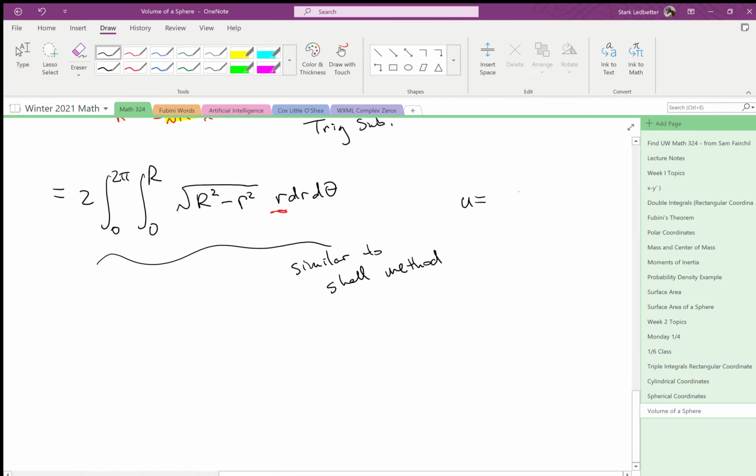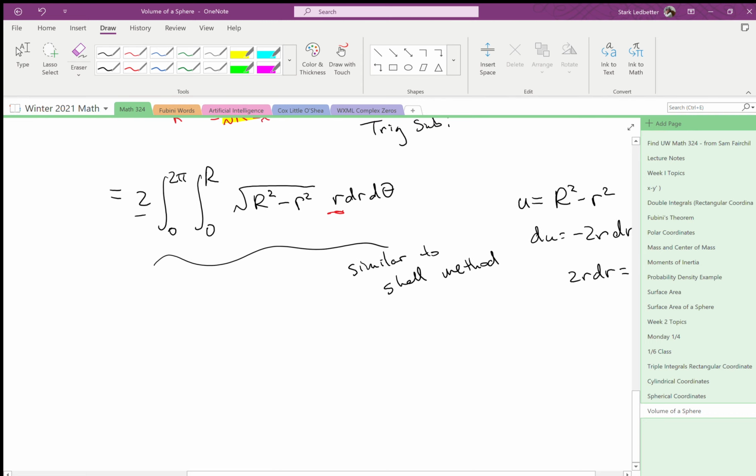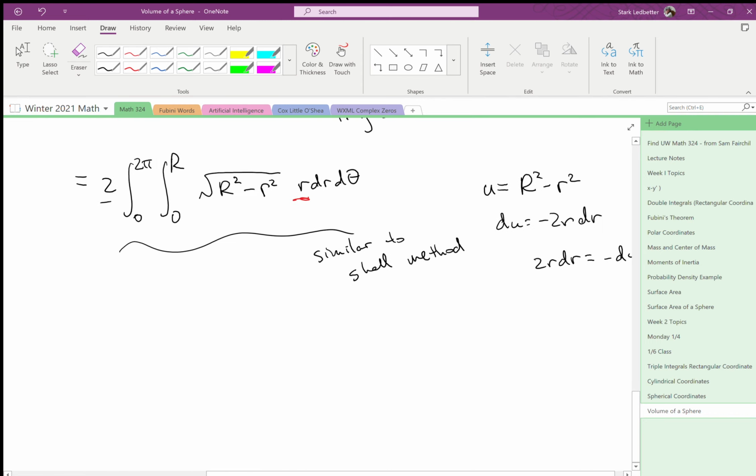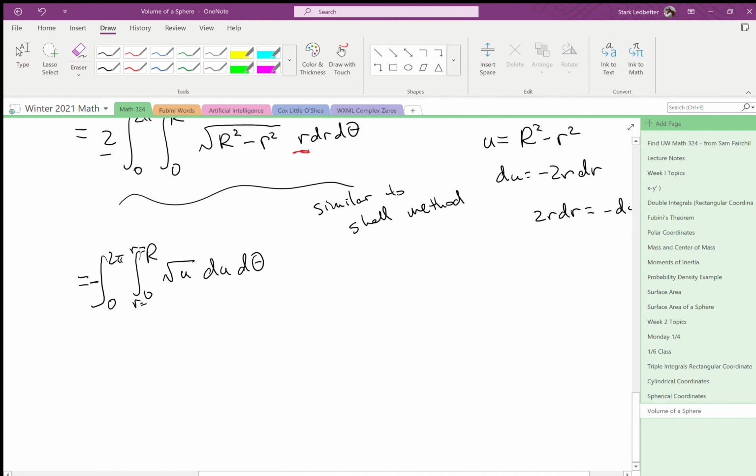It's a u sub, so u equals R squared minus little r squared, which means du is negative 2 little r dr. We can take that 2 in front with it, so 2r dr is negative du. So we've got to pull that 2 in. Let's see, integral from 0 to 2 pi, integral from 0 to r, the root of u. We have a negative sign, du, d theta. This is little r going from 0 to big R.